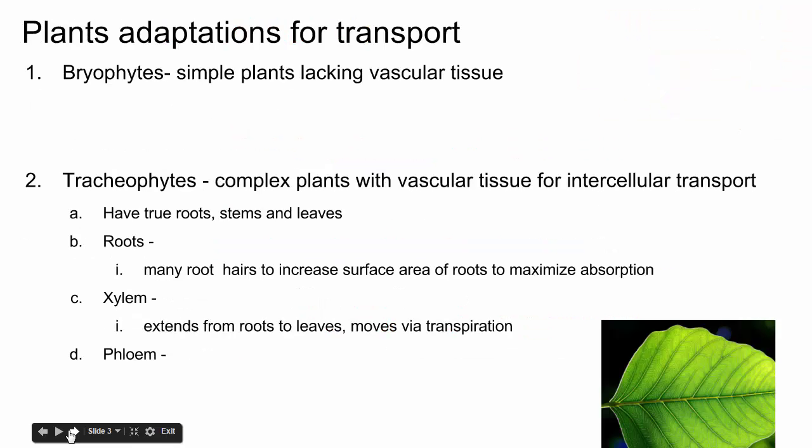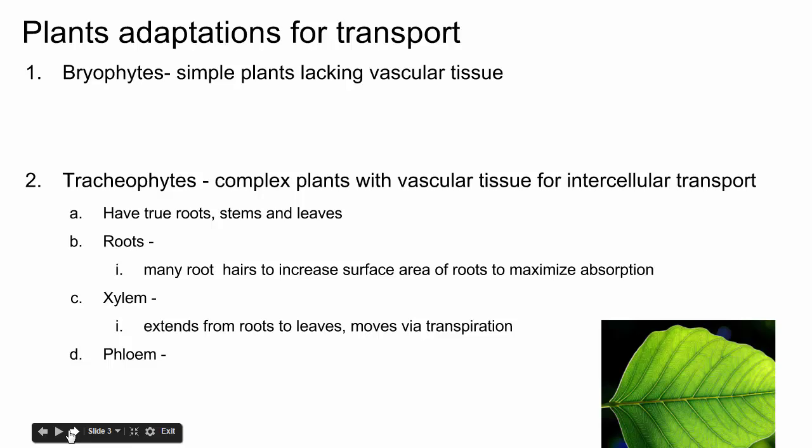So we're going to talk about our different groups again, and it's going to be the same groups we talked about with nutrition, and then we'll talk about with all of our systems. So first, plants. Plants need to transport materials, and there are really two broad categories of plants. They're called tracheophytes and bryophytes.